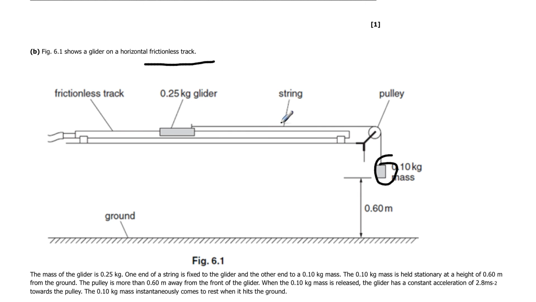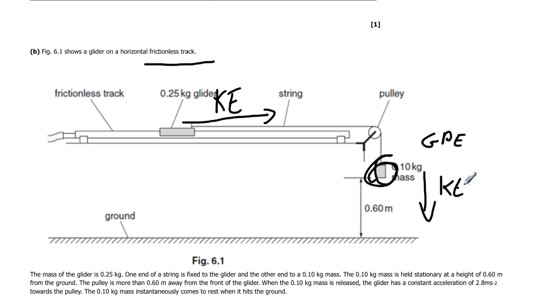But what we should notice is that when we raise this 0.1 kilogram mass, it's got some gravitational potential energy. When we let go of it, it causes the glider to move this way, but it also causes itself to move this way. So if we take a look at our mark scheme, for that question, it says the kinetic energy of the 0.1 kilogram mass has not been taken into consideration. So we've calculated the kinetic energy here, but we haven't taken into account this kinetic energy. So that's where that missing kinetic energy is.